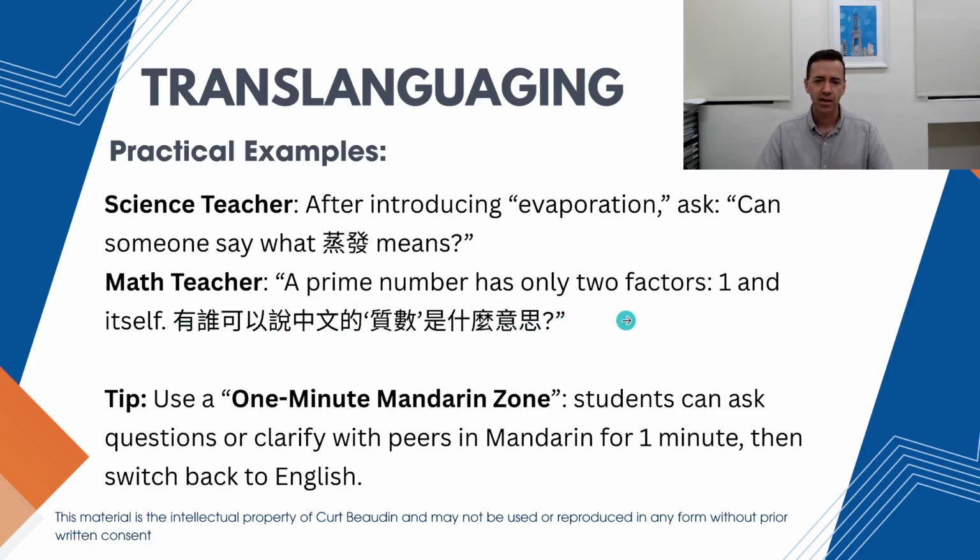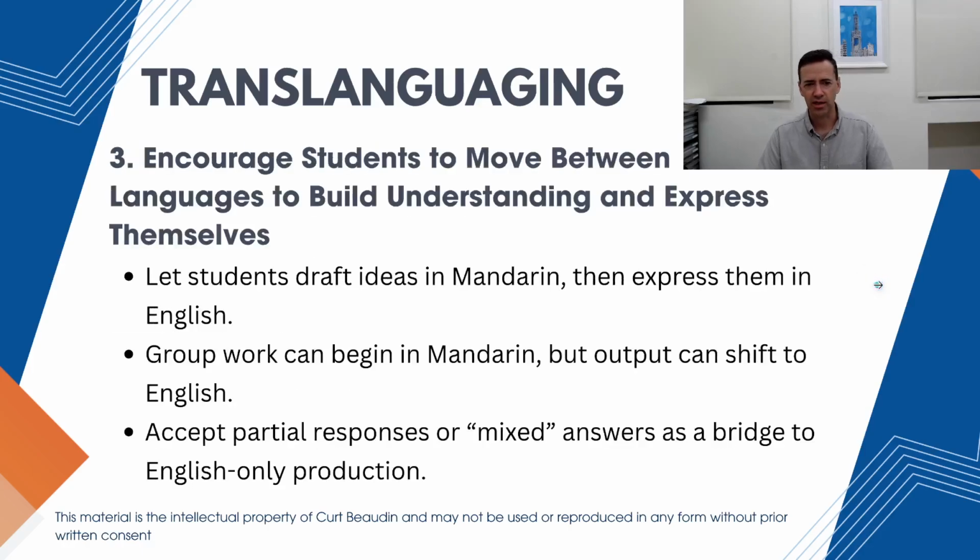Okay, so here's a tip. If you're really trying to push a lot of English and less Chinese, what you can do is have a 1-minute Mandarin zone. So you tell students, okay, we're gonna have 1 minute Chinese time. You can ask questions or clarify with your peers in Mandarin for 1 minute, then we're going to switch back to English. Just if you're really pushing the extra English, you can do something like that. Another thing you can do is, here, it's on this page, so I'll wait.